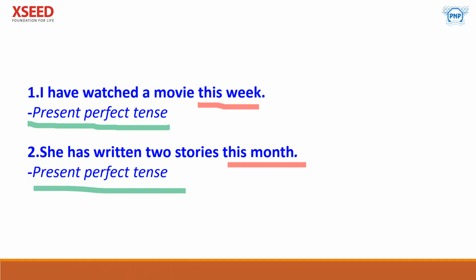Since time expressions such as today, this year, this week, and tonight haven't finished yet, we use present perfect tense. Understood? It's very easy. Let's take a few more examples.